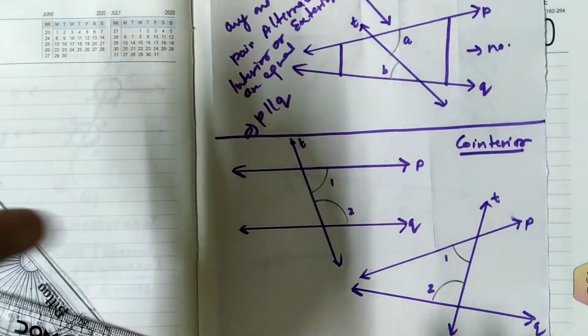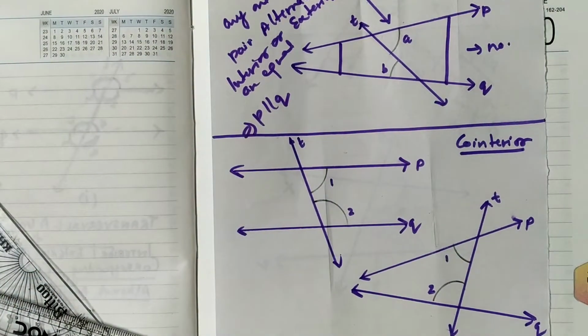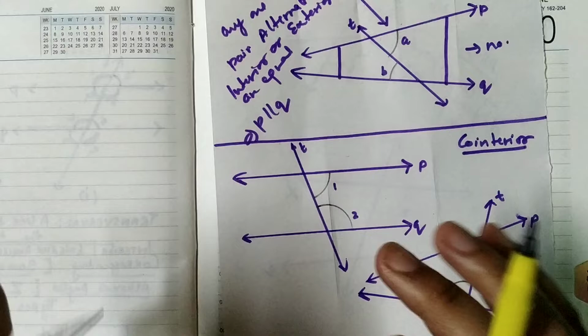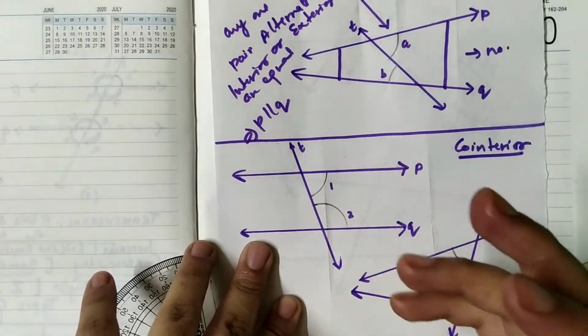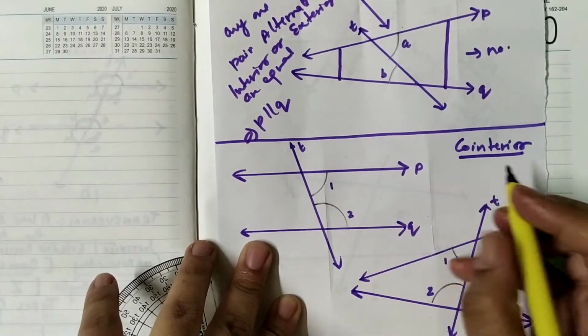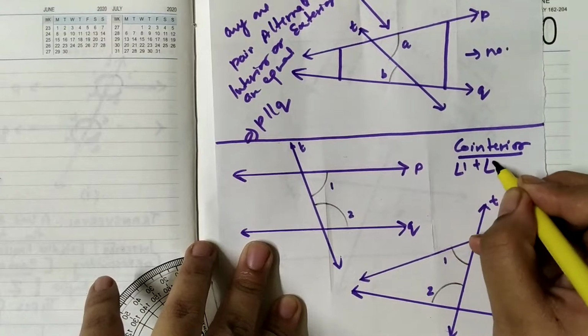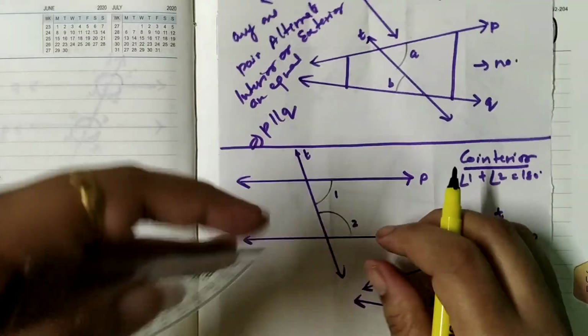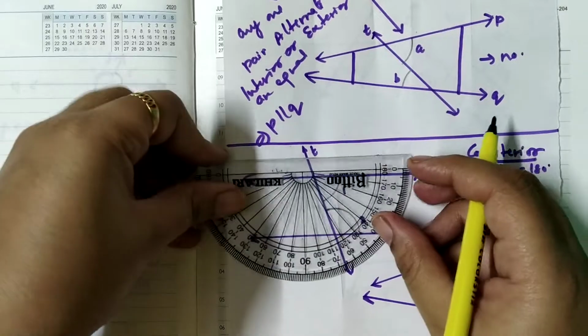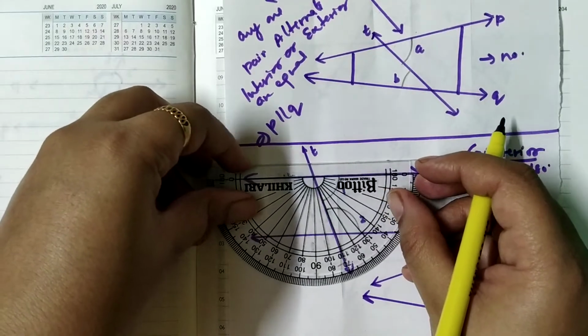Now we will check the same thing for the co-interior angles also. You will observe that the sum of these two co-interior angles is 180. I have taken the co-interior angles in such a manner that their sum is 180 degrees. I will show you that their sum is 180 degrees. Just wait a minute. For this purpose, again I am using my protractor. So I just place it here.